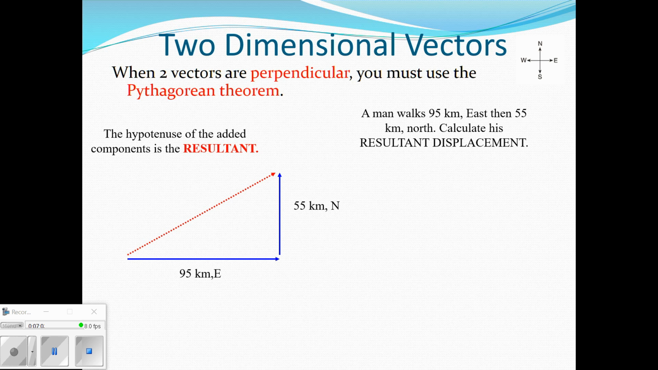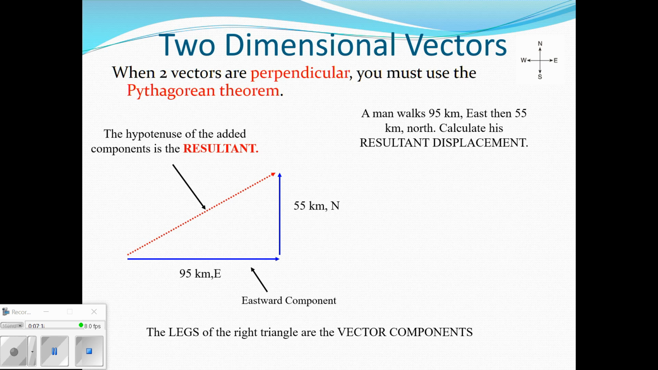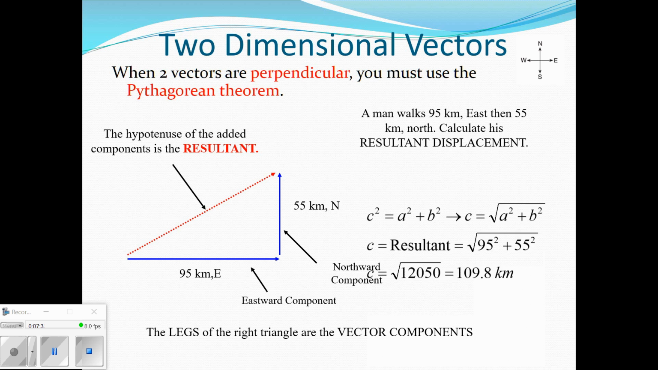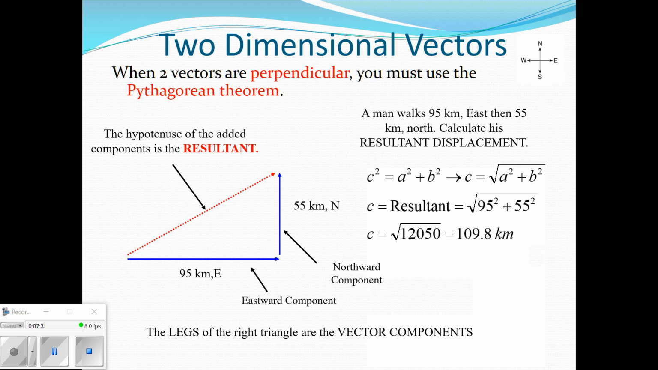Whenever you have perpendicular vector components that you add together, your resultant vector is always going to be the hypotenuse of a right triangle. The legs of the right triangle are your vector components. So you have your eastward component, that's the 95 kilometers, and you have your northward component, your 55 kilometers. So whenever you're adding vectors and they're perpendicular, your components become the legs of the right triangle, and your hypotenuse becomes the resultant. Once you have that, you can just use the Pythagorean theorem to determine the resultant, using a squared plus b squared equals c squared. And here you can see the math on the right where I've done that.